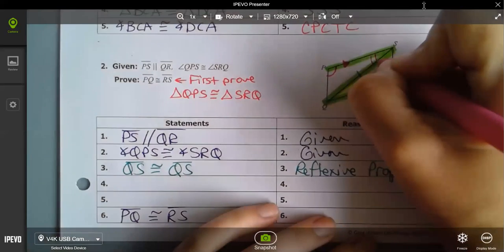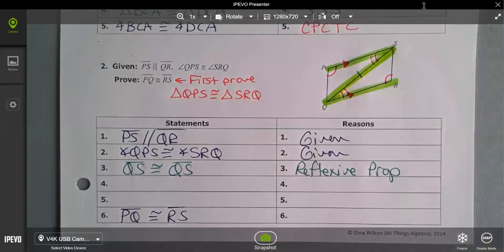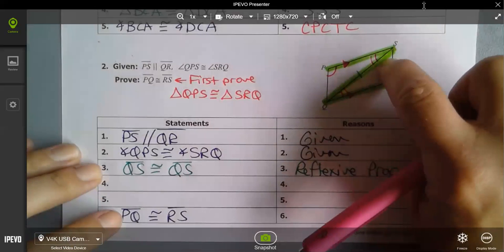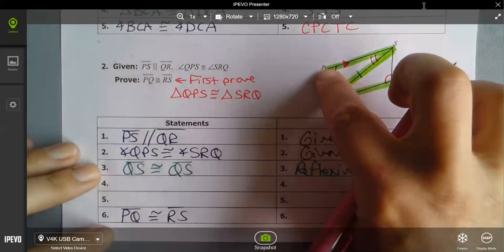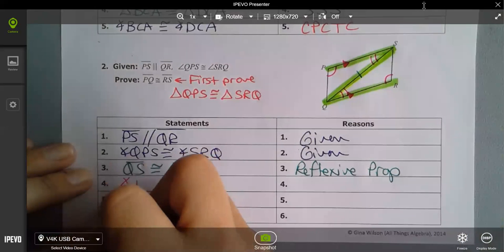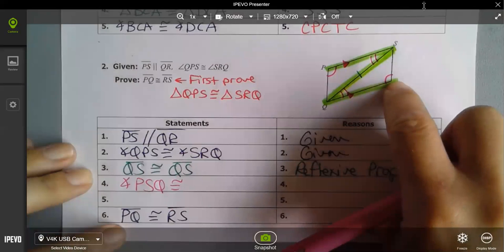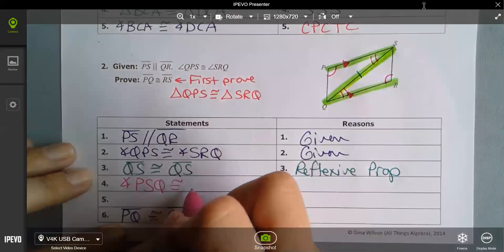It's got to be that one and that one. All right, I can't call it angle S because there's two different angles there. So I have to call it angle PSQ. Angle PSQ is congruent to angle RQS.